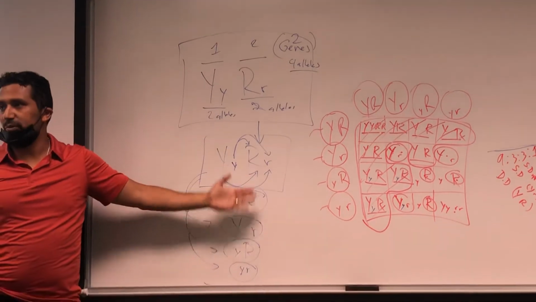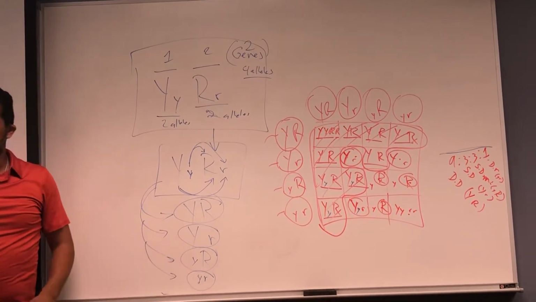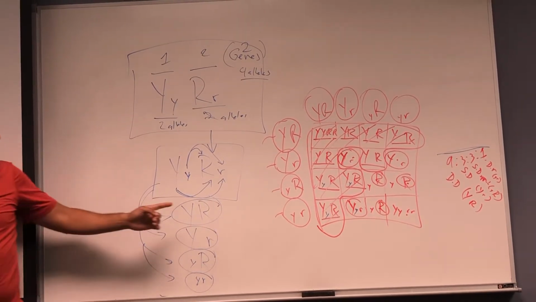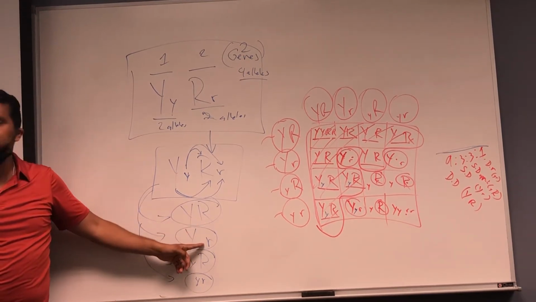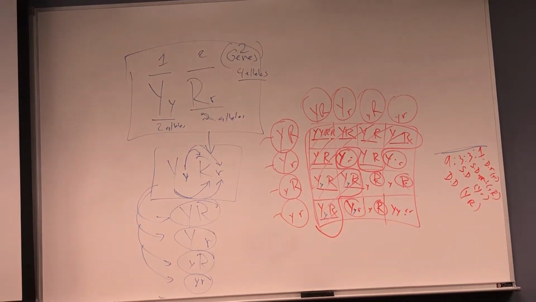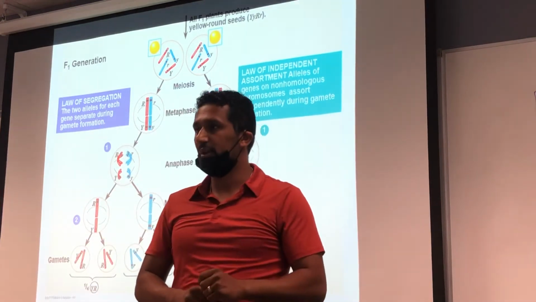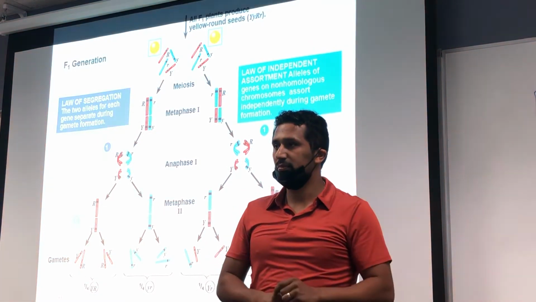Here, law of independent assortment, law of segregation, clearly depicted right here. This is a good example for that. For those two alleles, you only give one, either the big Y or little y, law of segregation. Law of independent assortment, this big Y can go with the big R or it can go with the little r. It doesn't matter. So segregation separates, okay? And independent assortment, it can go with either allele of the other gene, okay?